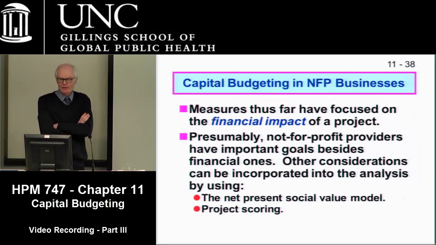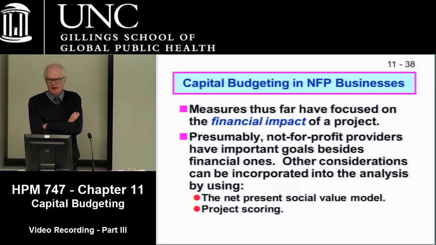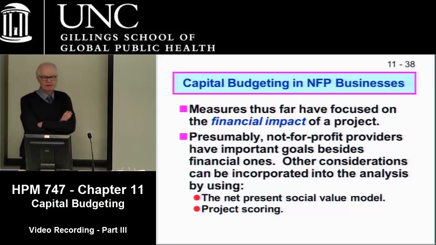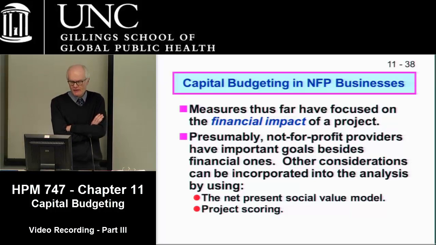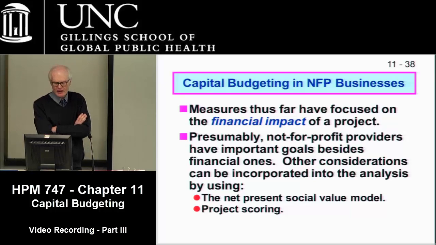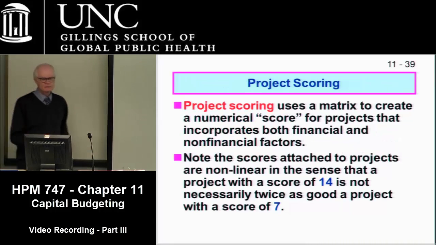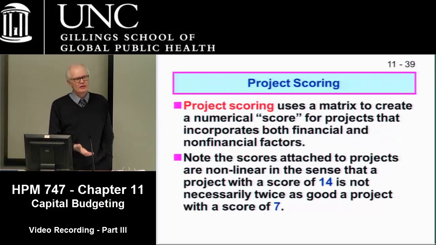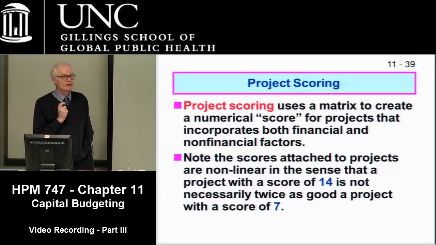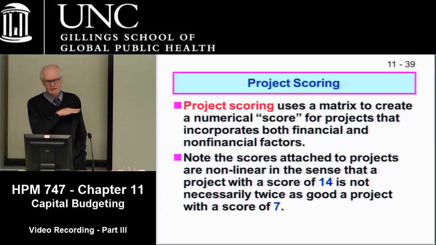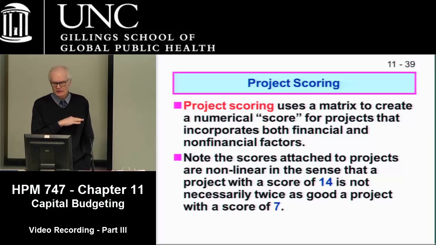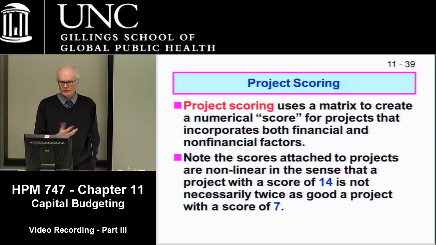Capital budgeting in not-for-profit businesses is typically done exactly the same way as it is in for-profit businesses. As I said earlier, I've never seen the net present value, social value model used, but I have seen many times used the project scoring approach. Essentially, all we do there is create a matrix, and there could be various criteria, like does it help the organization achieve its strategic mission? Does it go into new markets? Will it help us attract physicians, and so on? And then essentially the participants in the capital budgeting process make judgments about each of those criteria.